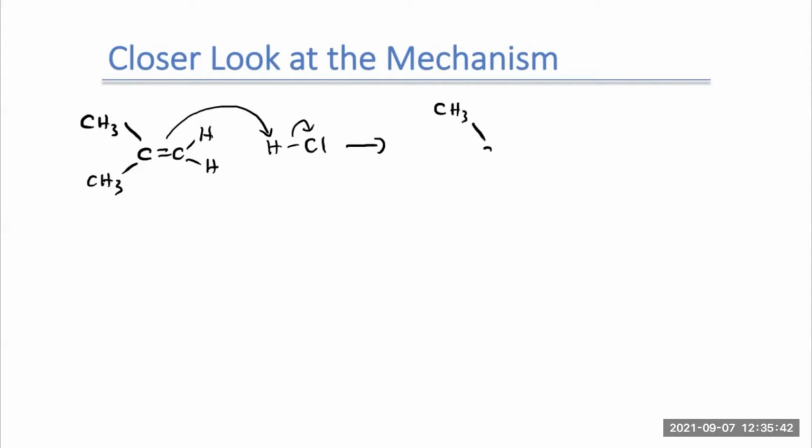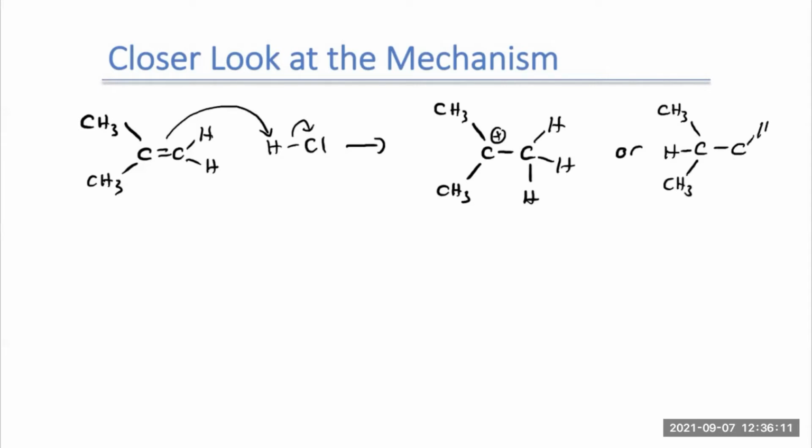I could end up with the hydrogen on the less substituted side and the carbocation on the more substituted, or we could have put the hydrogen on the more substituted and that positive charge on the less substituted side. So we're basically comparing structure 1 versus structure 2.